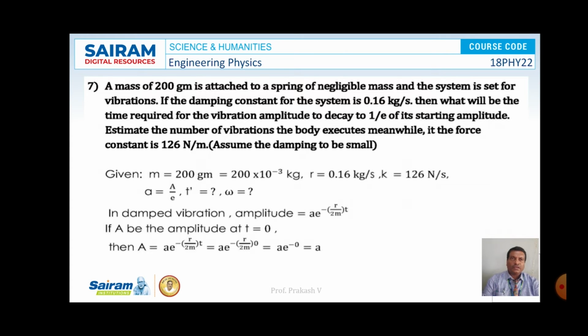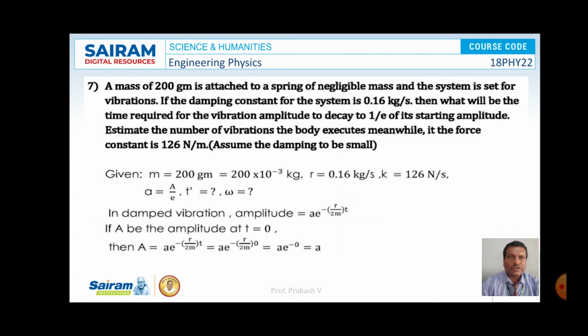So the given data is m is 200 grams or 200 into 10 to the power of minus 3 kg, and the value of r is given as 0.16 kg per second, that is the value of the damping constant. And the force constant k is given as 126 Newton per meter. So these are the values given here, and we know that A is equal to a by e, and we need to find the value of T and the value of omega.